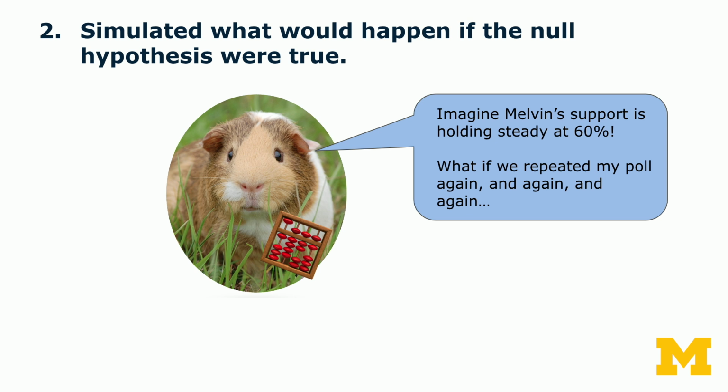In other words, we imagined that Melvin's support is holding steady at 60%, and we repeated the poll again and again and again. So before we just showed you this magic distribution that appeared out of nowhere, that was what would happen if our null hypothesis were true, and we repeated the poll again and again. And here, I want to show you a simulation, something made with the computer that gives some insight into what we're actually doing to generate that distribution, what is behind that.